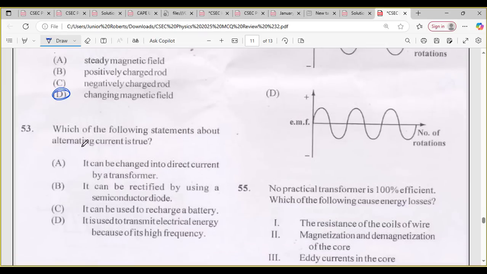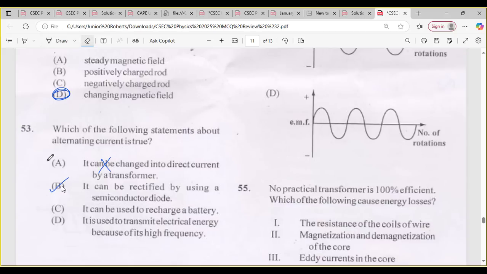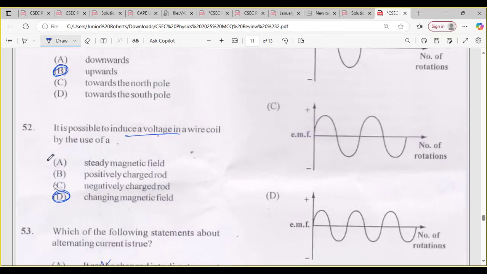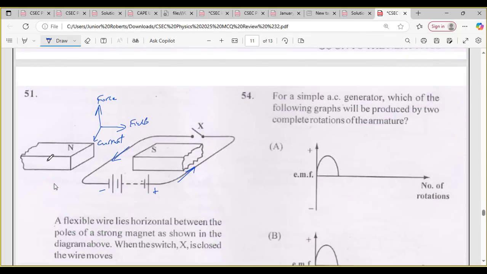53 now says, which of the following statements about alternating current is true? It can be changed into direct current by a transformer. That's not true. It can be rectified by using a semiconductor diode. This is true. So 53 is B. 54 now is where we go next.